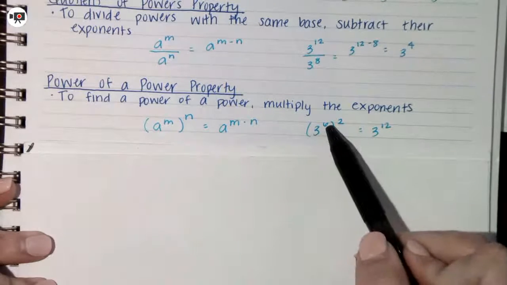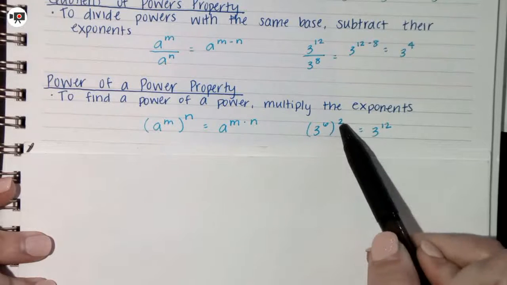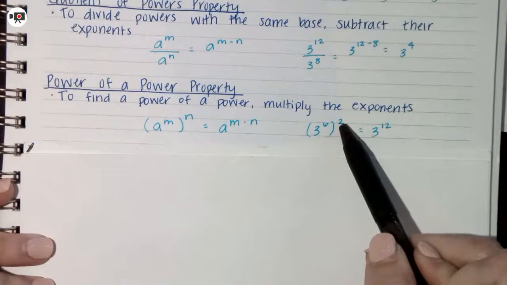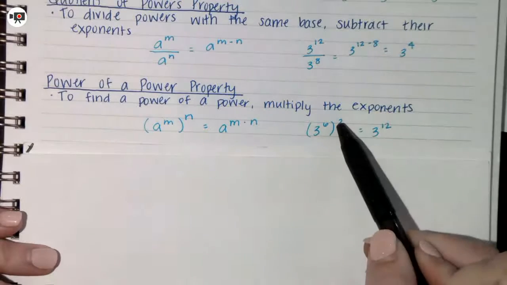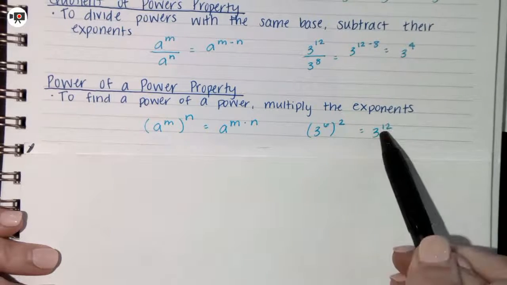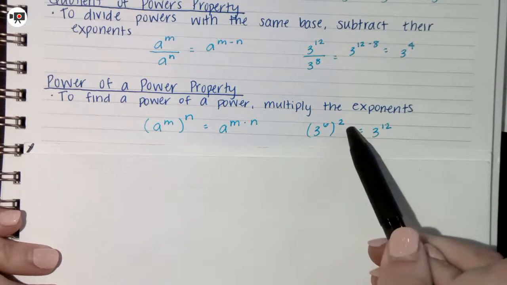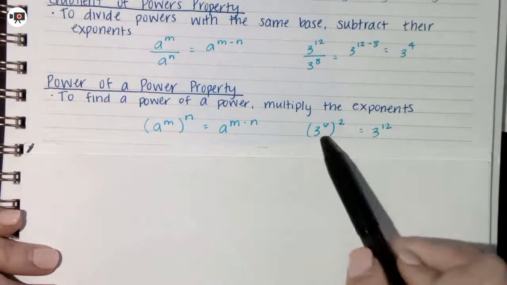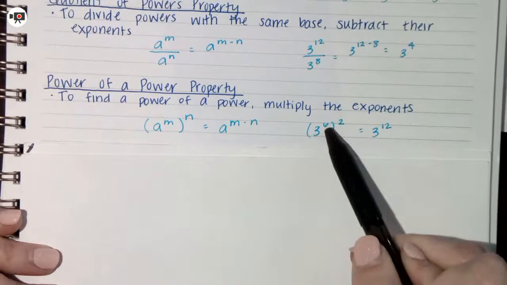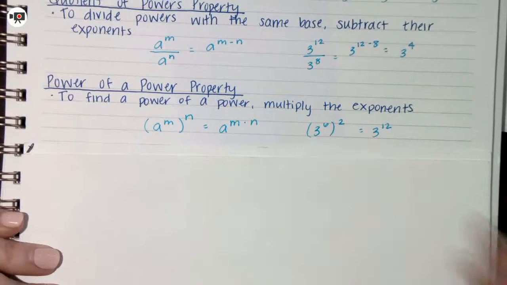If I had 3 to the 6th, all of which is raised to the 2nd power, I could have 3 to the 6th, so that'd be 6 3's, and then I'd have that twice, which is another 6 3's, which is 12. So that's why you multiply. If you write it out in expanded form, 3 times 3 times 3 all the way to 6 times, and then you do that again.